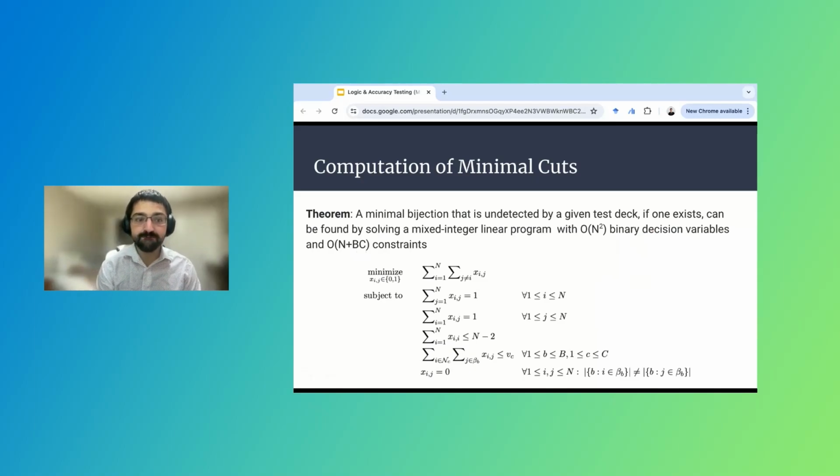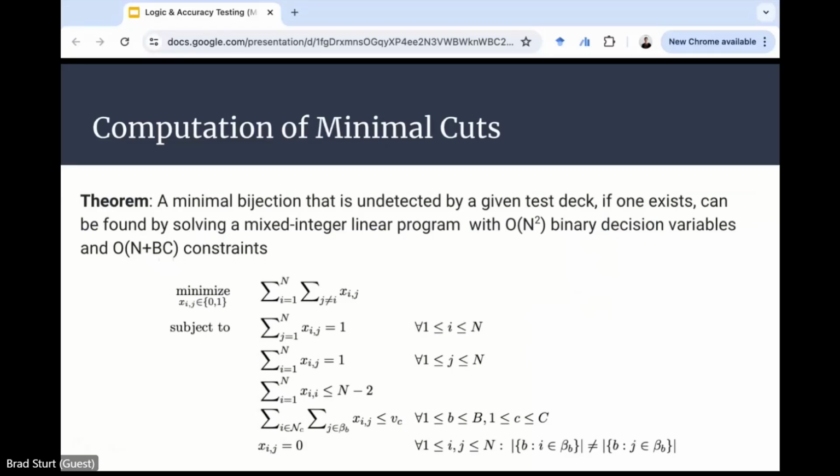Let me explain. So the decision variables in this problem we denote by x_ij. So x_ij equals 1 if and only if candidate.